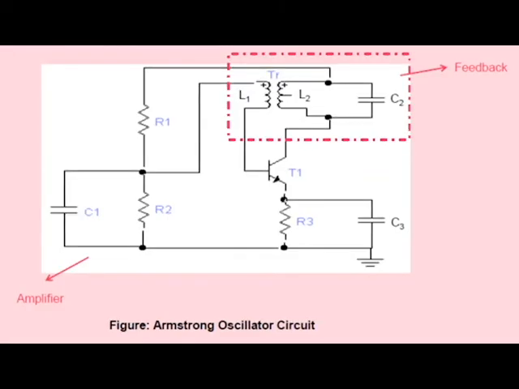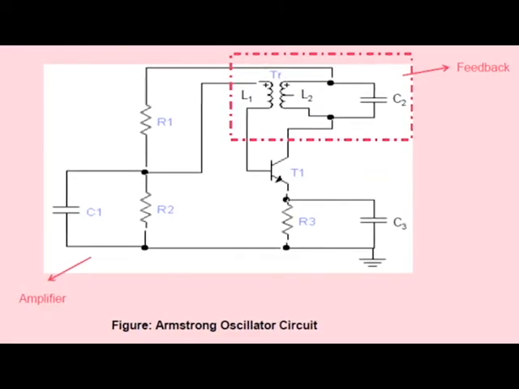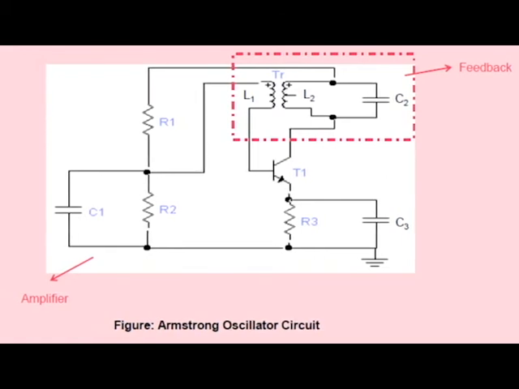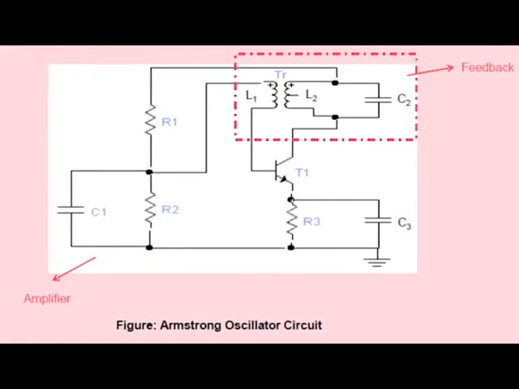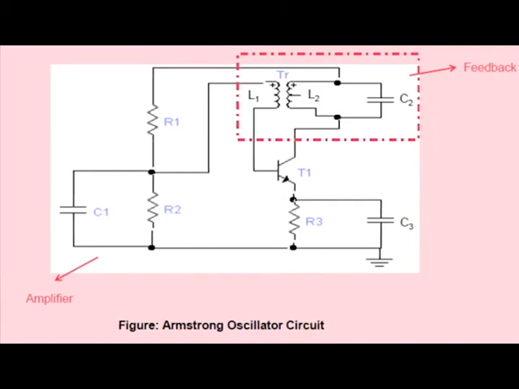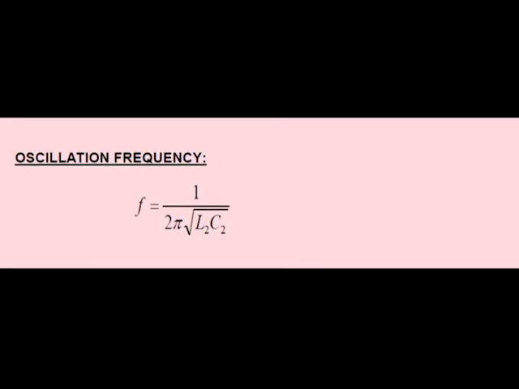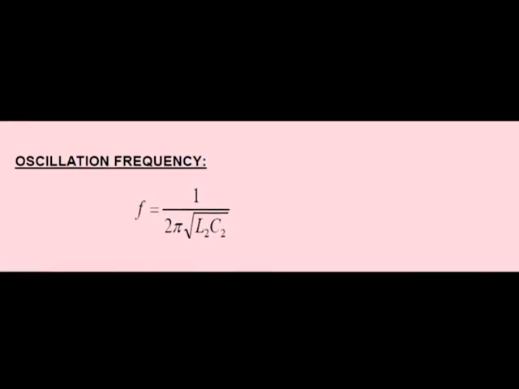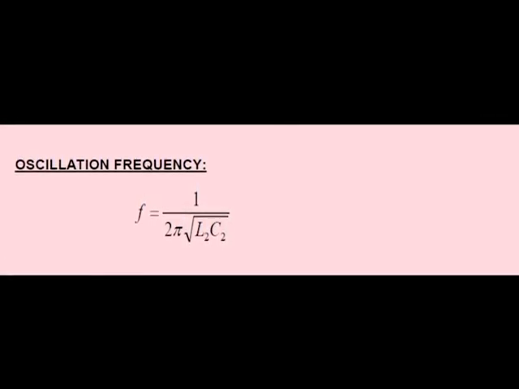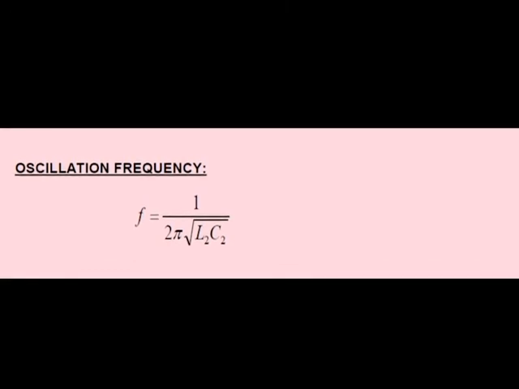And number 4 is Armstrong oscillator. The Armstrong oscillator uses a transformer coupling to produce the regenerative feedback necessary for oscillation. And this is the Armstrong circuit. It's totally different from RC phase, Colpitts, and Hartley. For the Armstrong circuit, in feedback, they are using a transformer. And the formula is F equals 1 over 2 pi square root L2 C2.